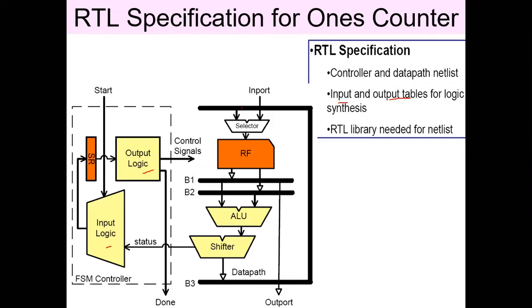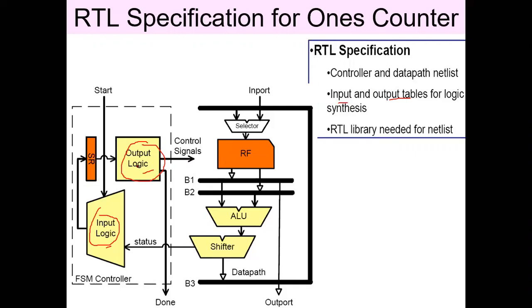From this input table, we can build the corresponding circuitry for the input logic. Here input logic means it will be some circuitry. So from the input table, we have to identify the logic that is needed for the representation of this particular input logic. Similarly, output tables will be there. From the output table, we have to identify the corresponding circuitry that is needed for the implementation of this particular output logic.